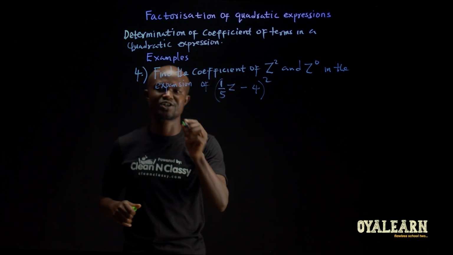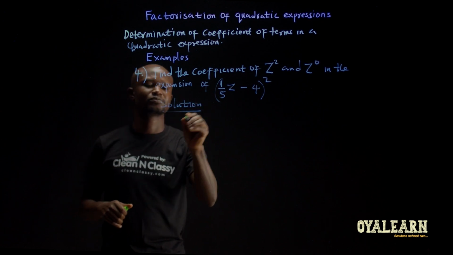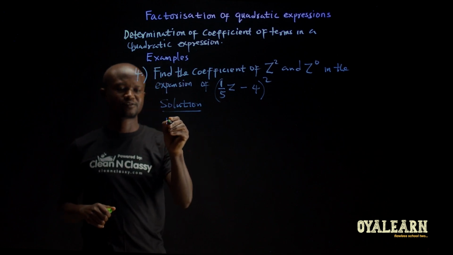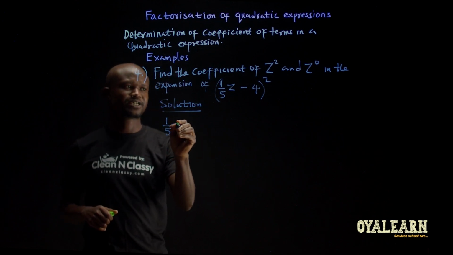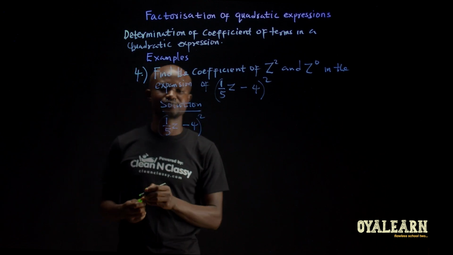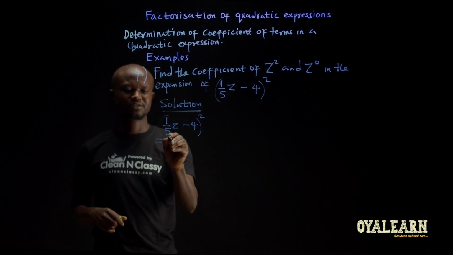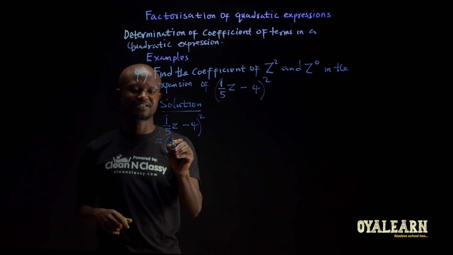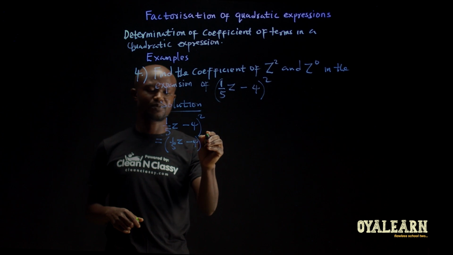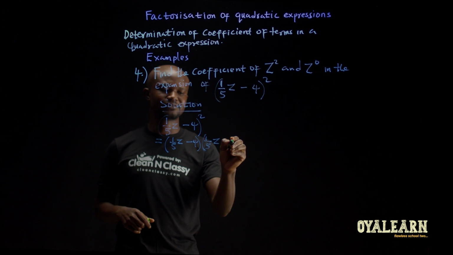The solution to this question. We have 1 over (5z minus 4) raised to the power of 2. We write this in two places. It's the same thing as 1 over (5z minus 4) multiplied by 1 over (5z minus 4).